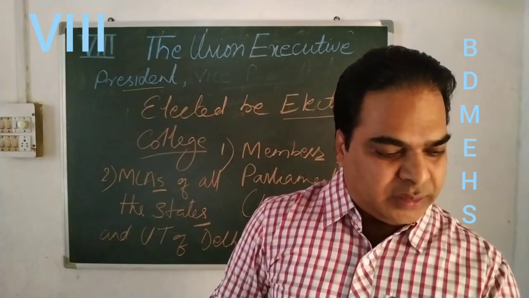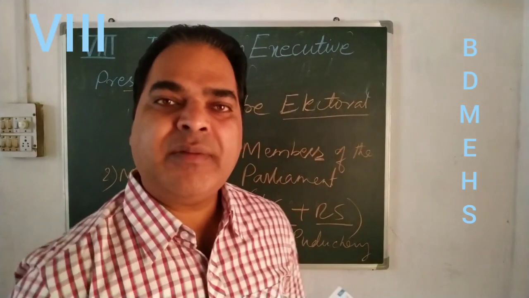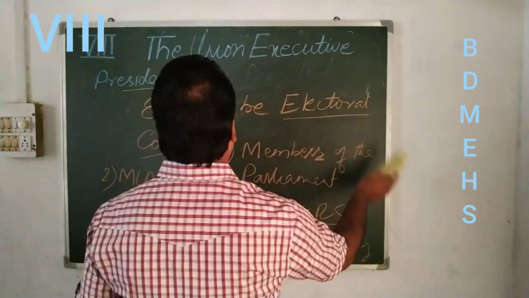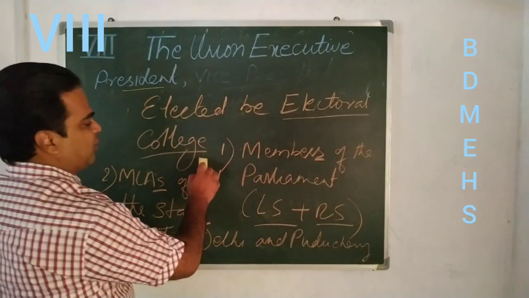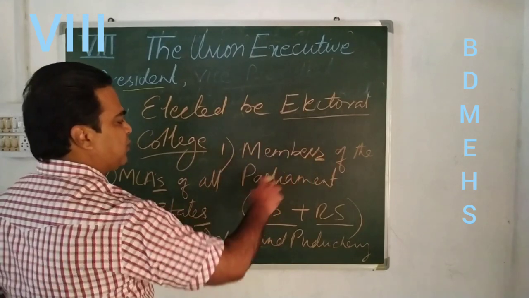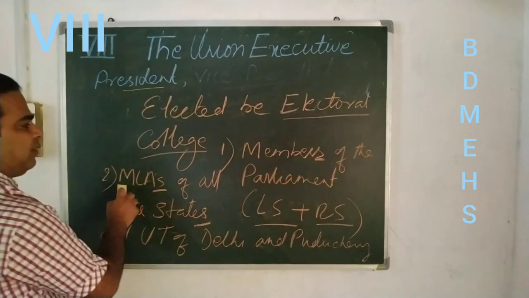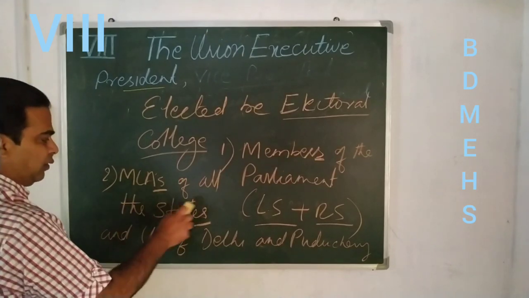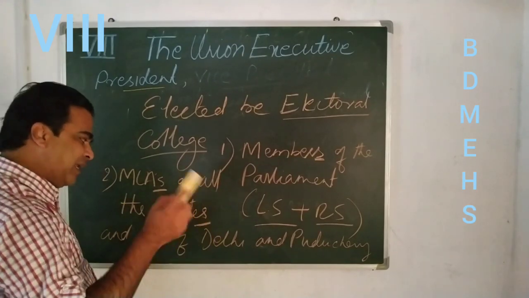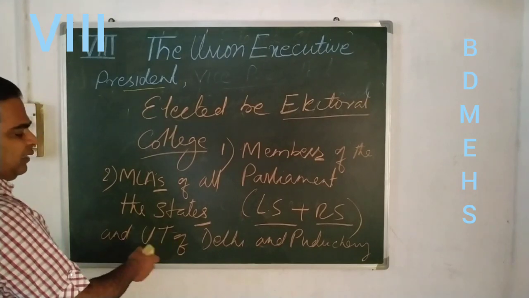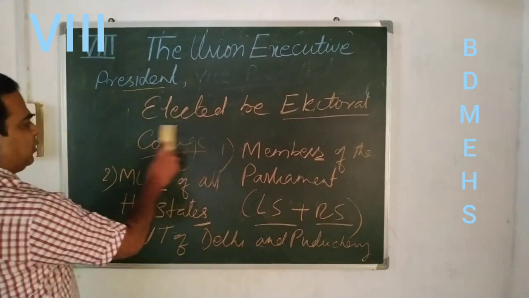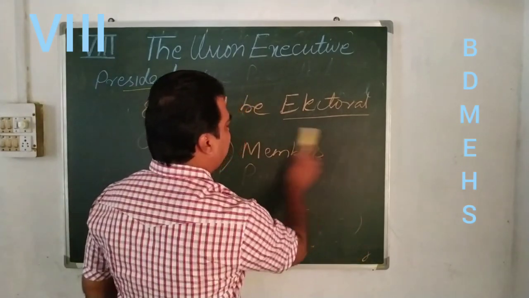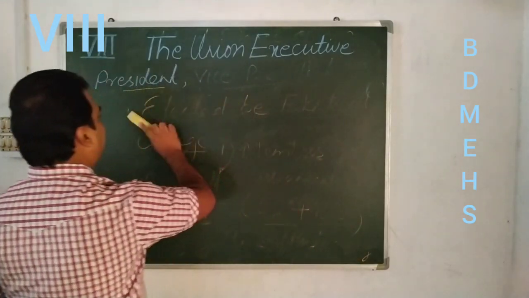Okay, so this is all about the election of the president. The president of our country is elected by an electoral college in which members of parliament are involved, and the members of legislative assemblies of all the states, 29 states plus union territories of Delhi and Puducherry. So this is all about the election of the president, but this is done in an indirect way.